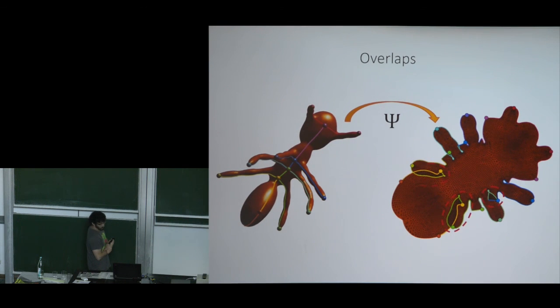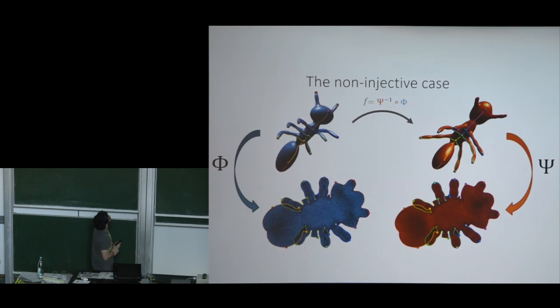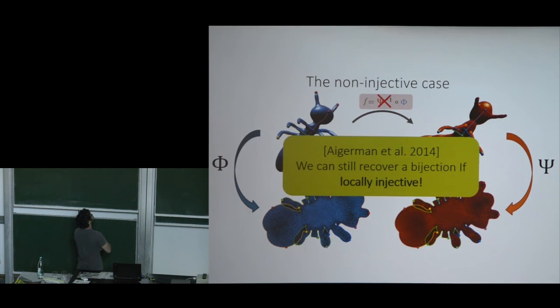The problems begin when there are overlaps, as we saw earlier. And of course, in this case, we cannot define a mapping because psi is no longer injective, and we cannot invert it. So here's the point where local injectivity comes into play. What we've shown in our group in our work from 2014 is that we can still recover a bijection, and these embeddings define a bijection if we're locally injective. So local injectivity, while it's a much weaker property, can still lead to very interesting results if you use this.